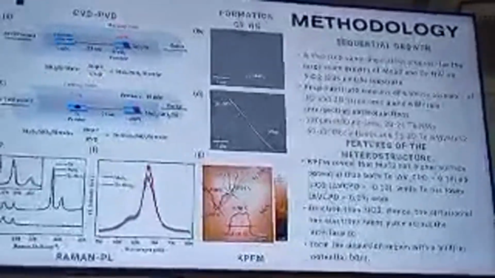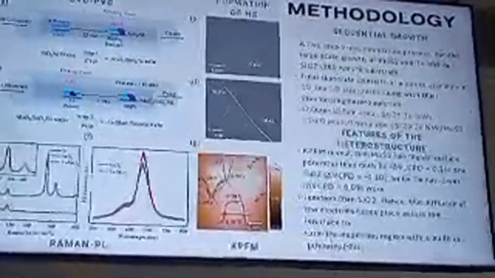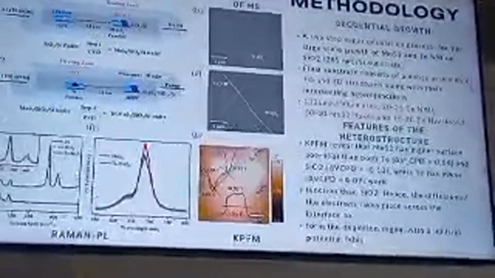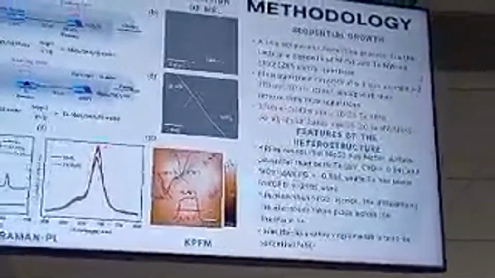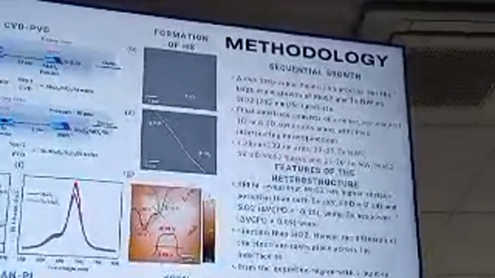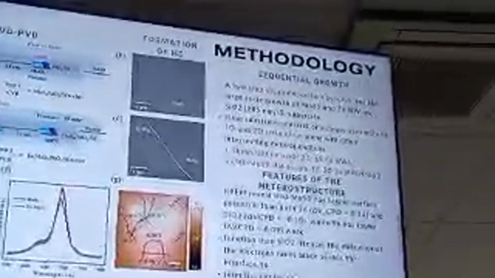Okay, let me start with our results. So this is a sequential growth which we propose here. This is a CVD growth system where we are growing step by step. So this is MoS2 growth, and then tellurene growth on top of it. Tellurene is more of a PVD, physical vapor deposition, because you are starting with tellurium powder, and for MoS2 some reactions are going on. So it's MoS2 first, and then on top of it is tellurene.